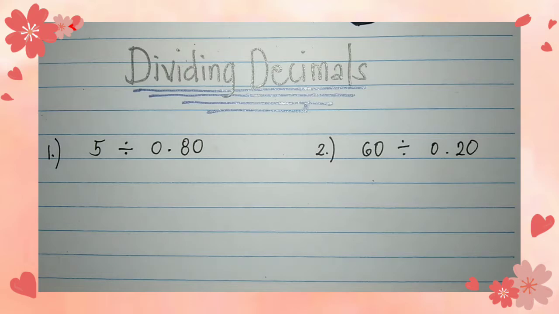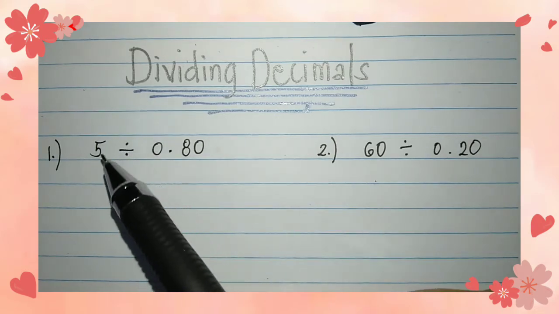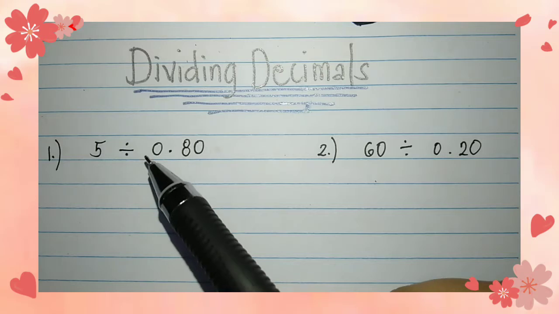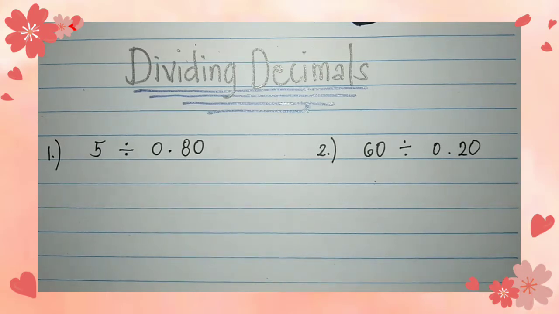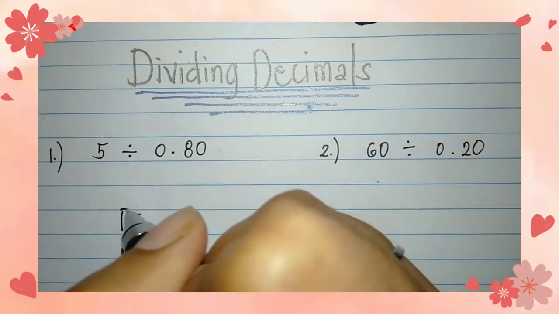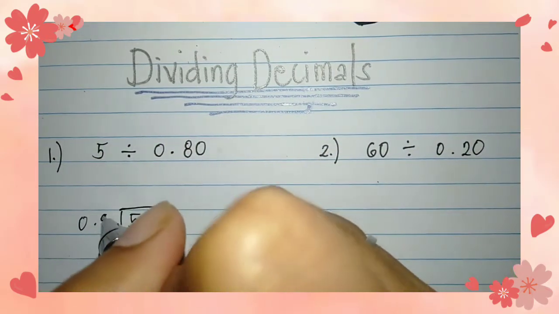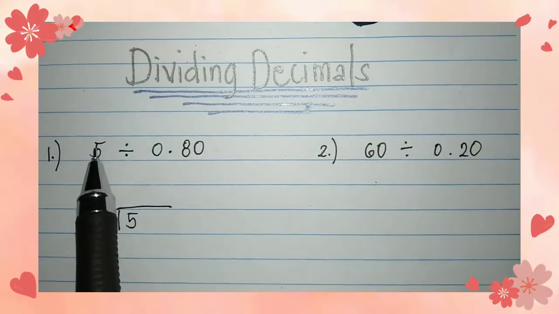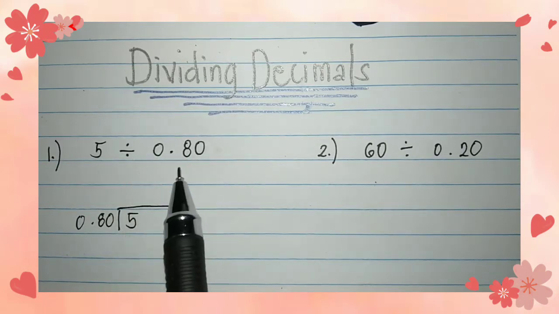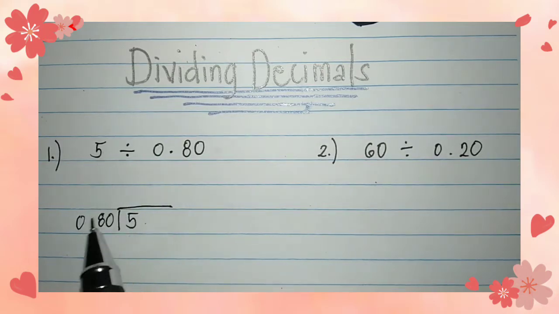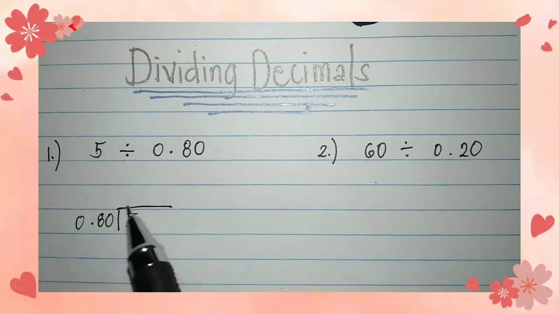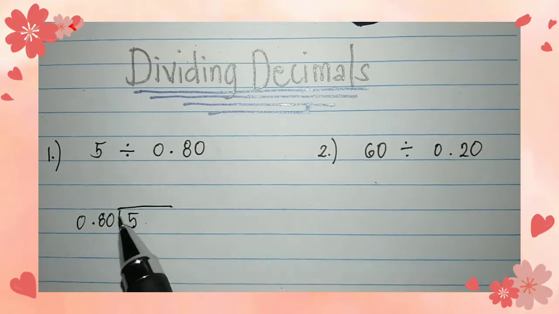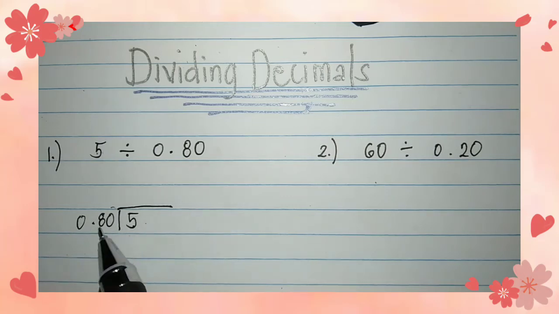Alright? So, let's begin. So, how are we going to divide decimals? Alright? So, for example, number 1, we have 5 divided by 0.80. So, first, ilagay nyo muna siya sa ganito na form. So, we have 5 divided by 0.80. So, minsan, may na-encounter ako na nagkakabaligtad sila sa paglalagay ng ganito. Nilalagay nila ito dito sa loob and ito dito sa labas, which is wrong. Ang pagsusulat sa ganitong form is 5, ito siya, divided by 0.80.